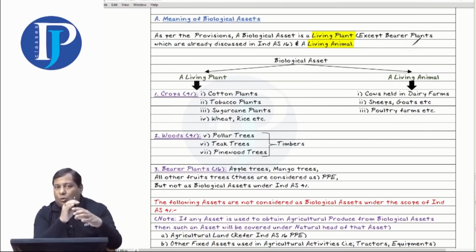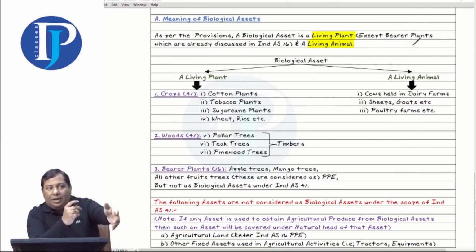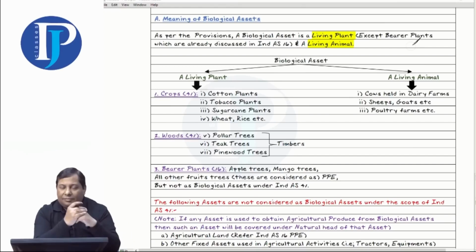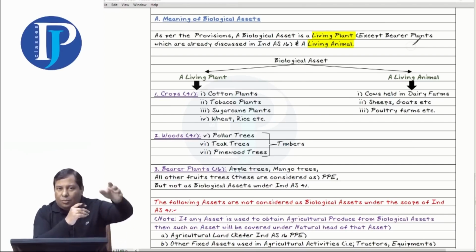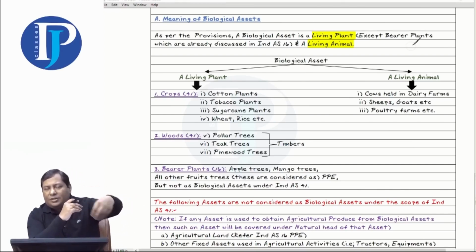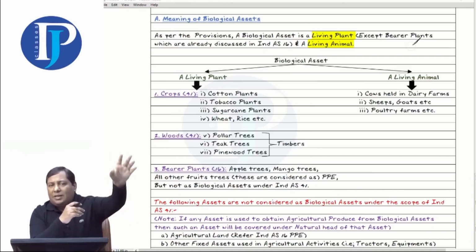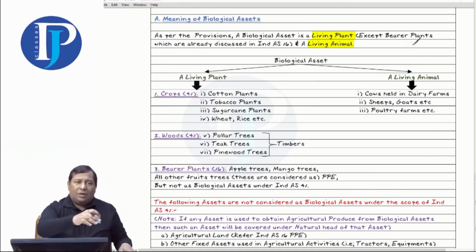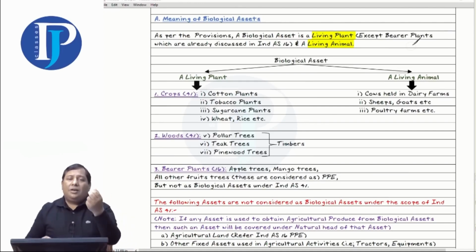Then I told you to take example of sugar cane. You cultivated sugar cane and harvested the yield. Rice, wheat, cotton, sugar cane. All of these crops which are cultivated, they are considered as the biological assets. The crops are harvested. Leave this, I gave you another example of tree.